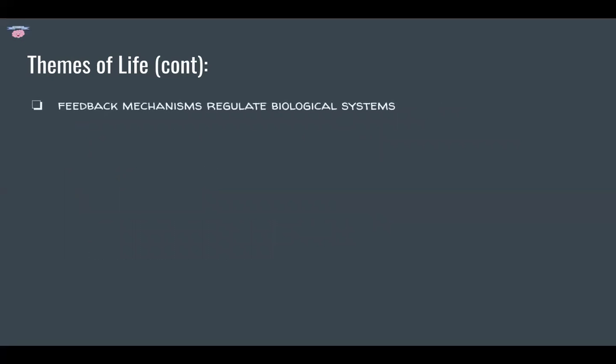Moving on, we have feedback mechanisms regulate biological systems. So feedback mechanisms are things that sort of level out the system. For example, if your temperature is too high, feedback mechanisms lower it down. Negative feedback is when the end product slows down the process. It's better to think of an example, excess energy in the form of ATP. ATP is an energy molecule that we'll talk about soon.